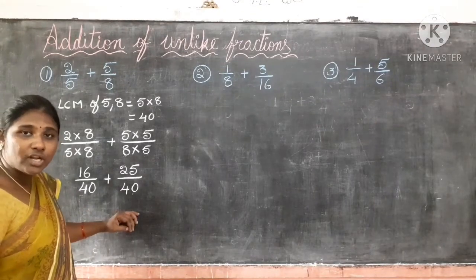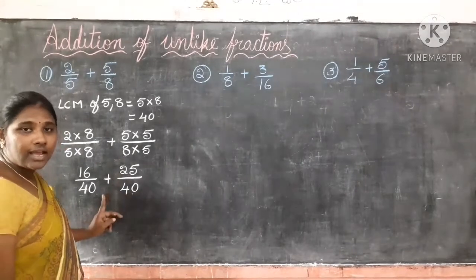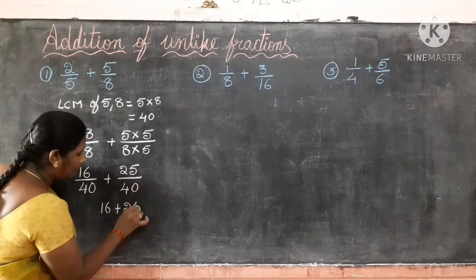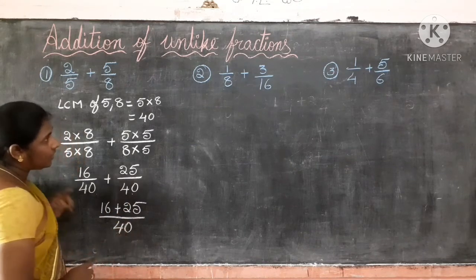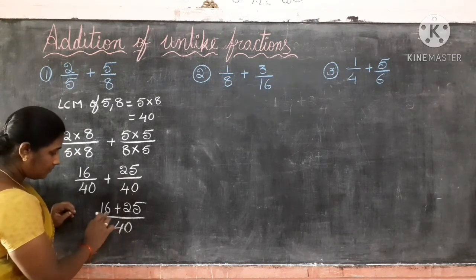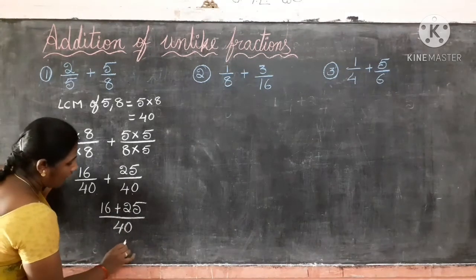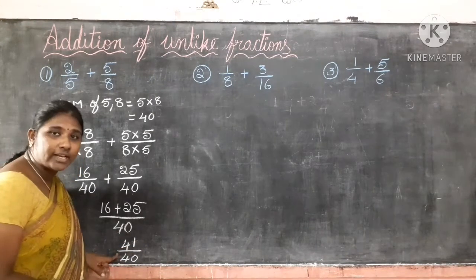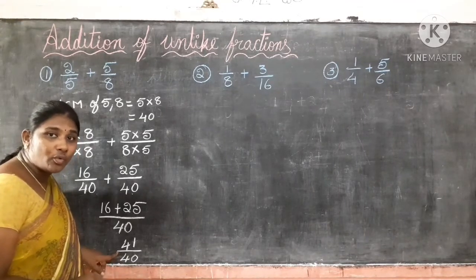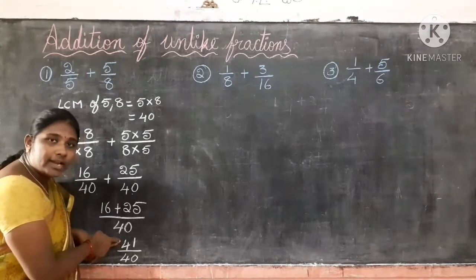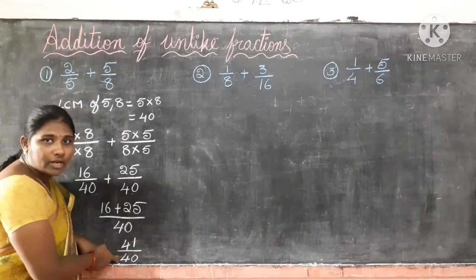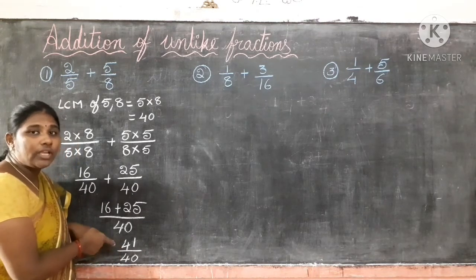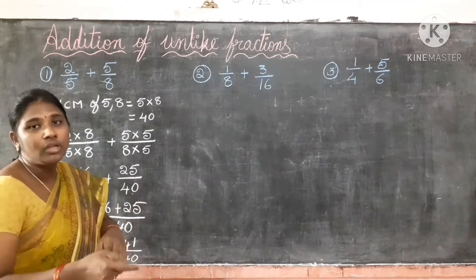How are we doing addition of like fractions? Add the numerators and write one common denominator. So 16 plus 25 by 40. How much is 16 plus 25? 41 by 40. So this 41 by 40 is what kind of fraction? It is an improper fraction. How are we saying it is an improper fraction? The numerator is greater than the denominator. So if it is an improper fraction, we have to convert it into a mixed fraction.